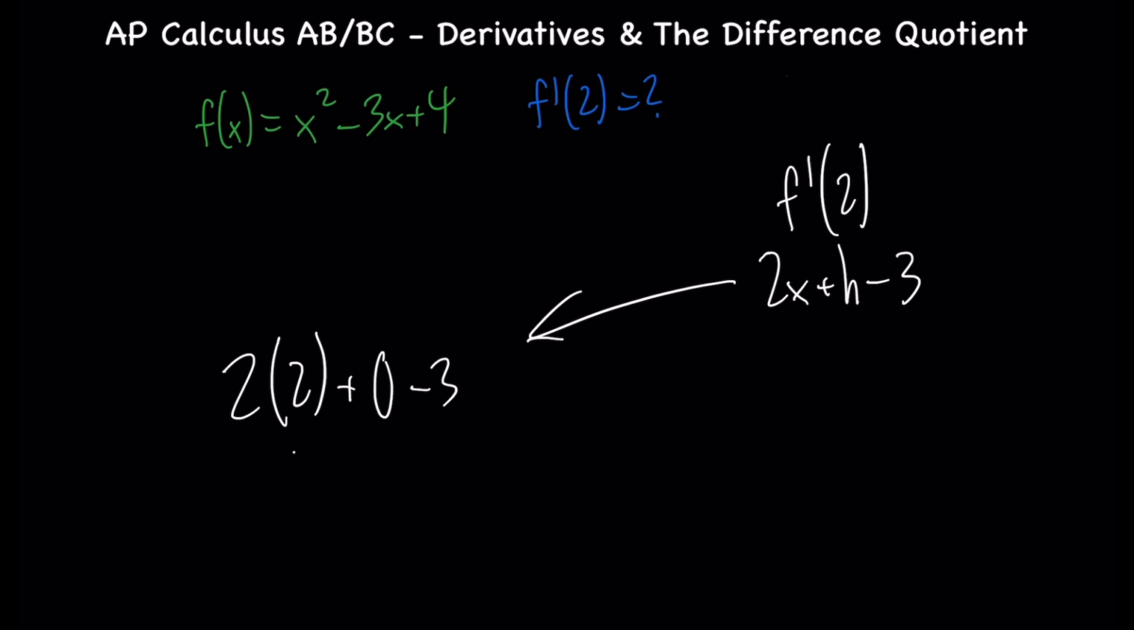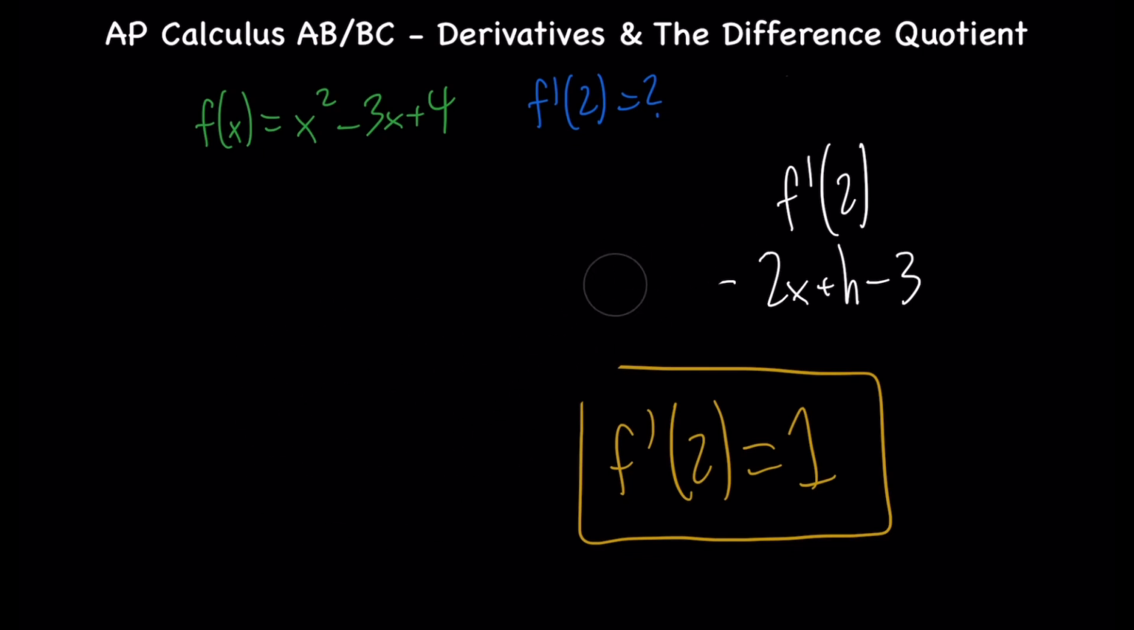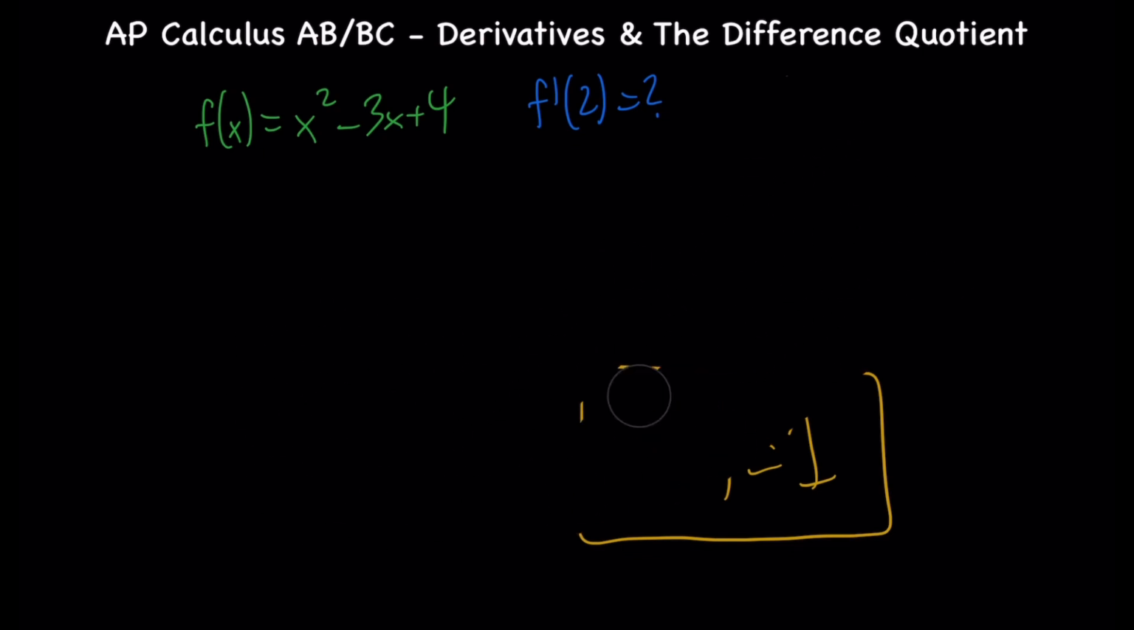So you put these together, you have 4 minus 3, that gets you 1. So in the end, f prime of 2 equals 1. That's the difference quotient. There's also an alternate difference quotient, which is a little more straightforward.